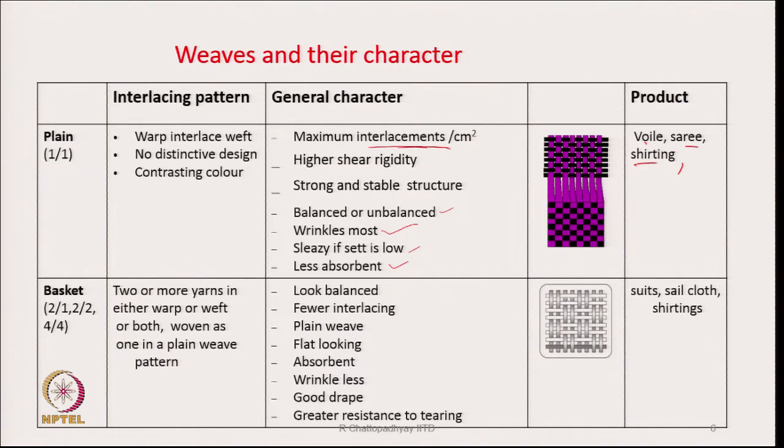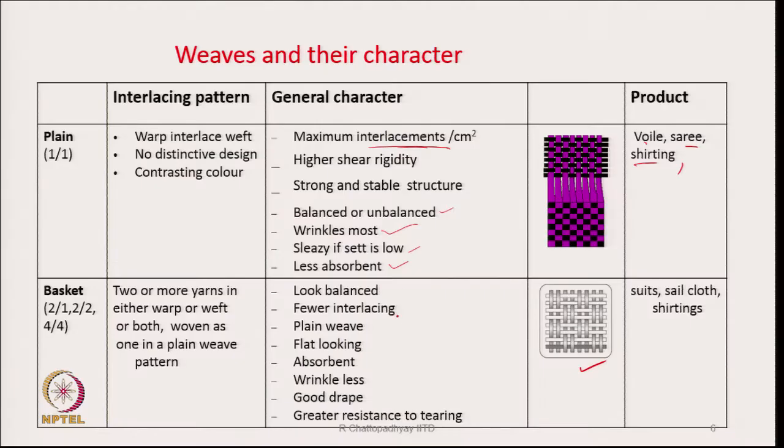The typical diagram is given here. Here two or more yarns in either warp or weft or both could be there, and they are woven as one in a plain weave pattern. So, the interlacement pattern is basically plain weave. The structure is balanced, and the interlacement is less in comparison to plain weave.